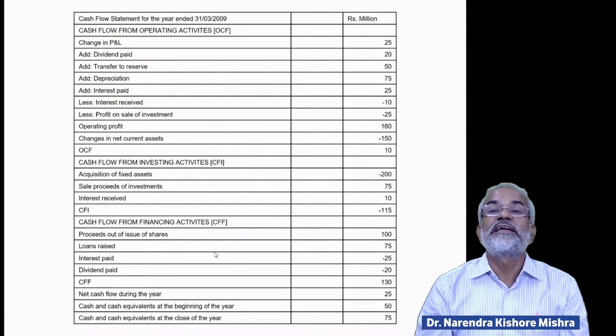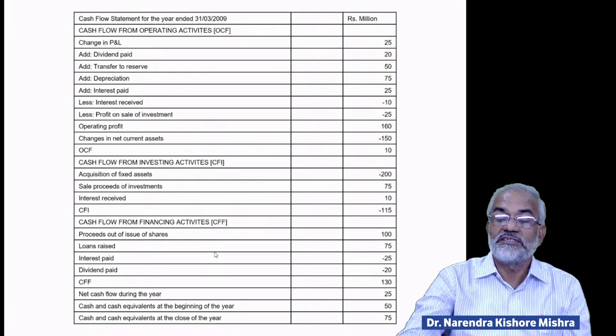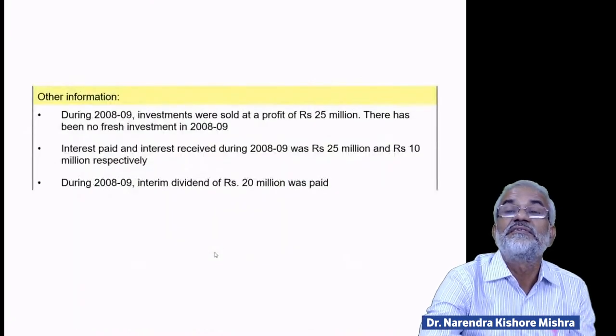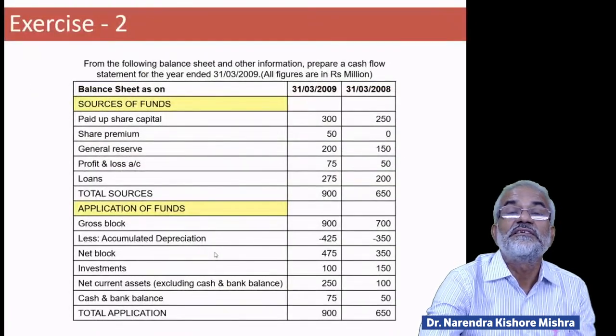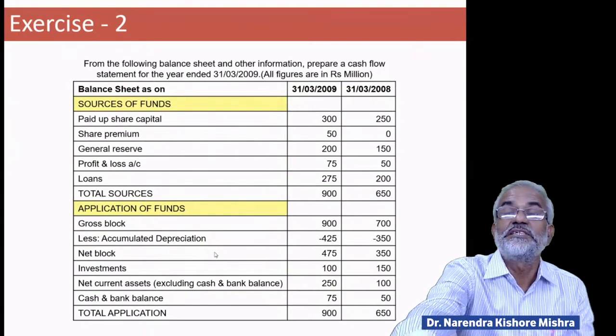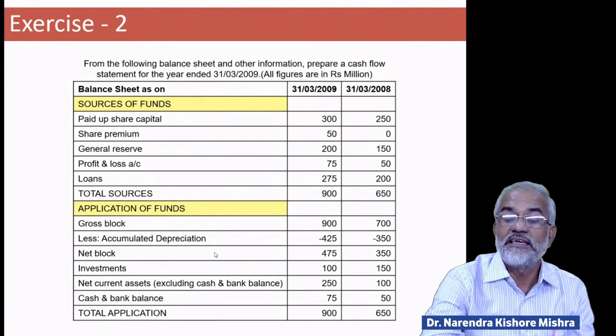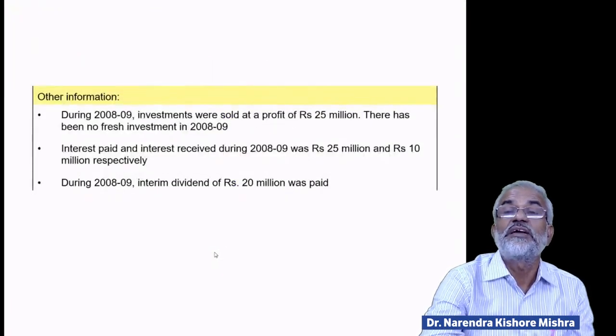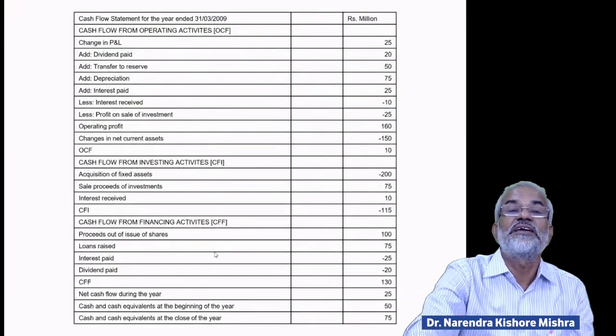Cash flow from operating activities. First is the change in profit and loss account, that is 25,000. You look at the profit and loss account. It was 50 million at the beginning and 75 million at the end, meaning there is an increase in profitability by 25 million. That's why it is taken as 25 here.